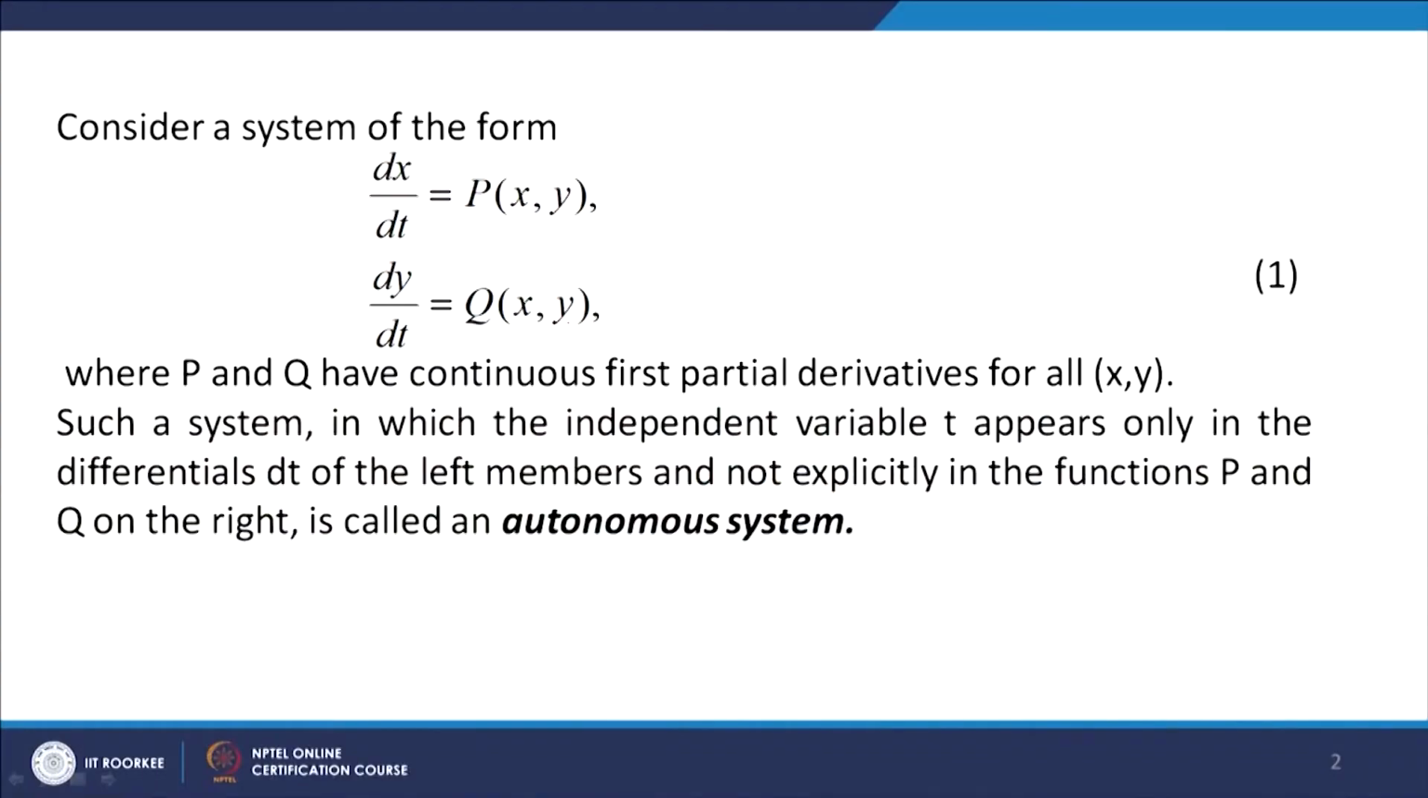Let us consider a linear system of the form dx/dt = P(x,y), dy/dt = Q(x,y), where P and Q have continuous first order partial derivatives for all points (x,y). Such a system, in which the independent variable t occurs only in the differentials dt on the left hand side and not explicitly in the functions P(x,y) and Q(x,y), is called an autonomous system.